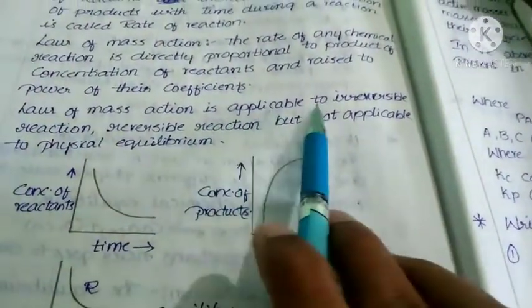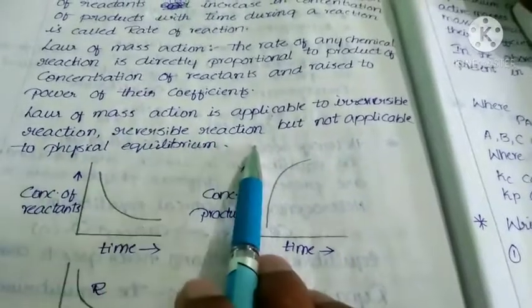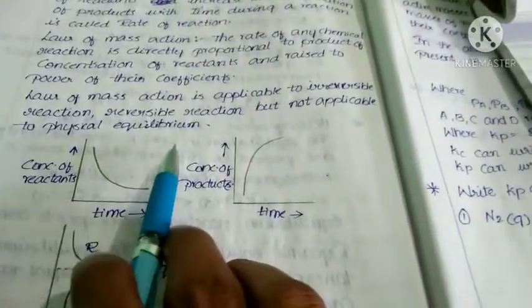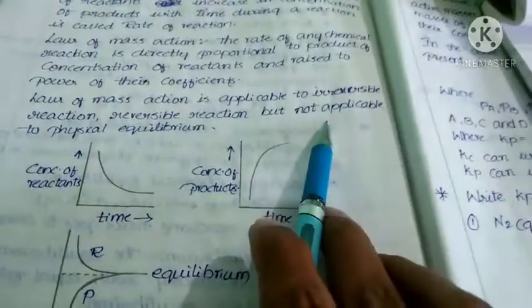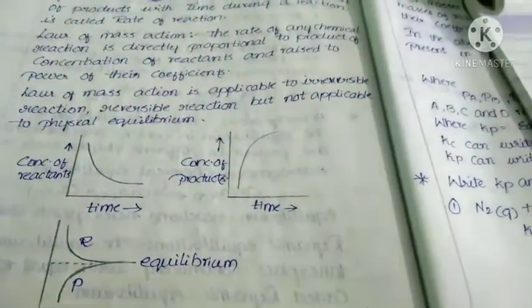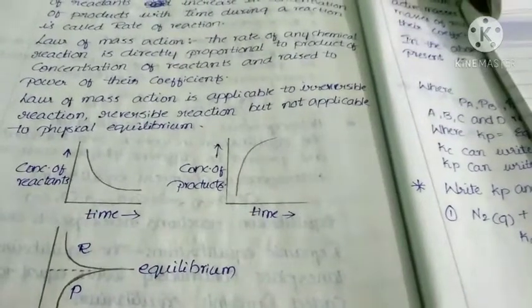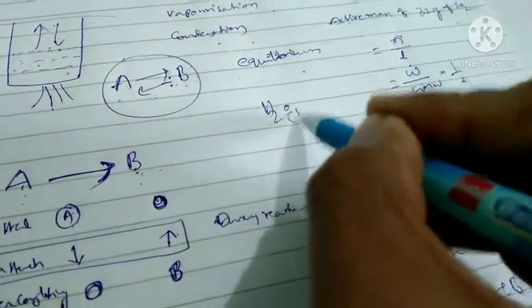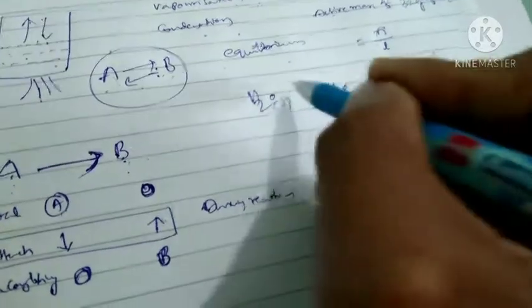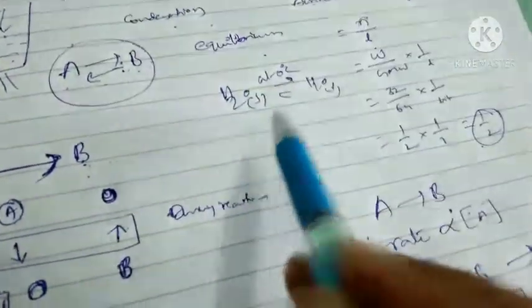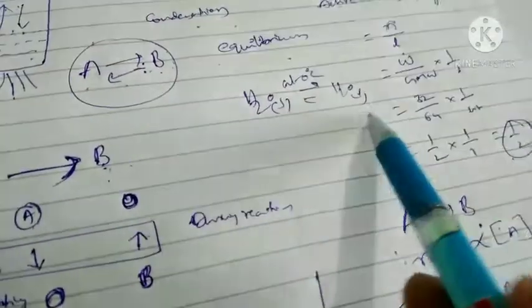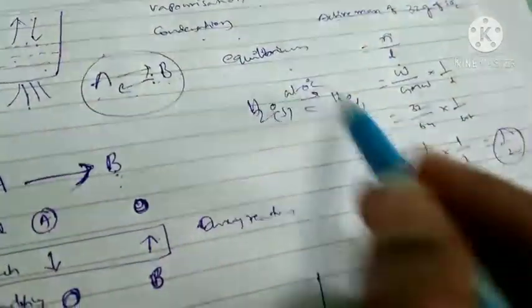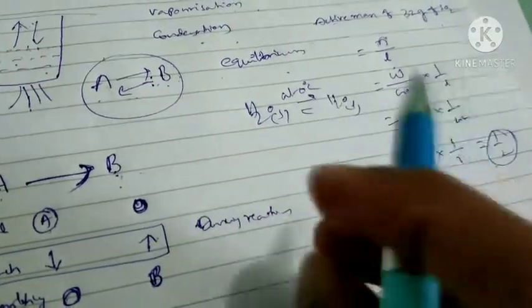Next, one more point. Law of mass action is applicable to irreversible reaction and reversible reaction, but not applicable to physical equilibrium. This is also one of the important points. This law is applicable to all reactions except physical equilibrium. What is the meaning of physical equilibrium? In physical equilibrium, the chemical composition of reactants and products is the same, but the physical states change. What is the example? H2O solid gives rise to H2O liquid at 0 degrees centigrade. If you see this example, both reactants and products have the same chemical formula, but the physical states are different. In case of physical equilibrium, law of mass action is not applicable.